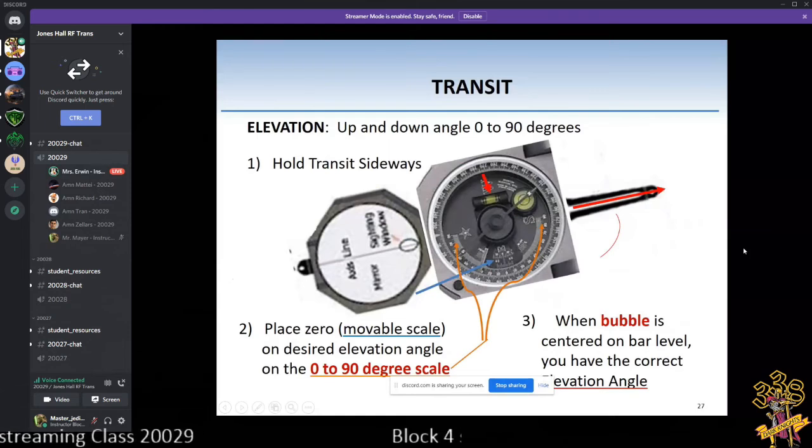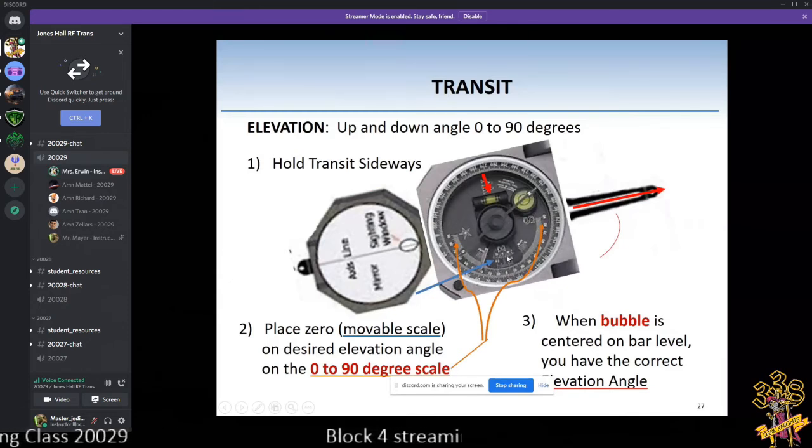Now, elevation, you do a little differently. You're going to hold the transit sideways. Oh, by the way, your 360-degree scale is out here on this outermost ring that you use for finding azimuth. Finding elevation, elevation only goes up to 90 degrees. Here, 90, 0, 90. So we're going to be using this scale in here to find elevation.